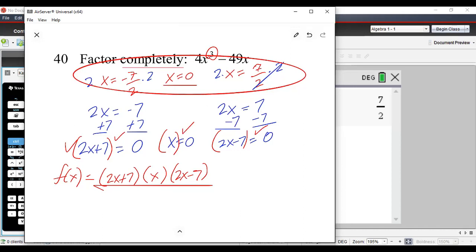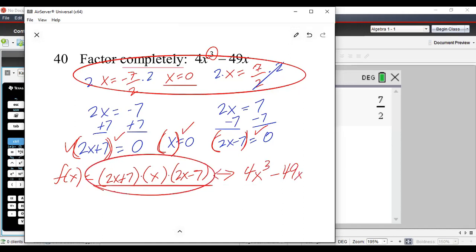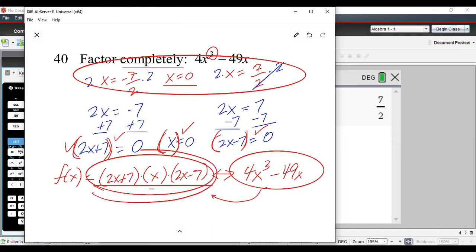Once I get those set to 0, I just take those equations or part of the equations and I just multiply them together. So if I multiplied all of these together, I would get this, 4x cubed minus 49x. So these are equivalent. This is factored. This is not factored. I took this, and by finding the zeros, I was able to get this. This is the answer. 2x plus 7 times x times 2x minus 7. Those are the zeros. That's factored completely.